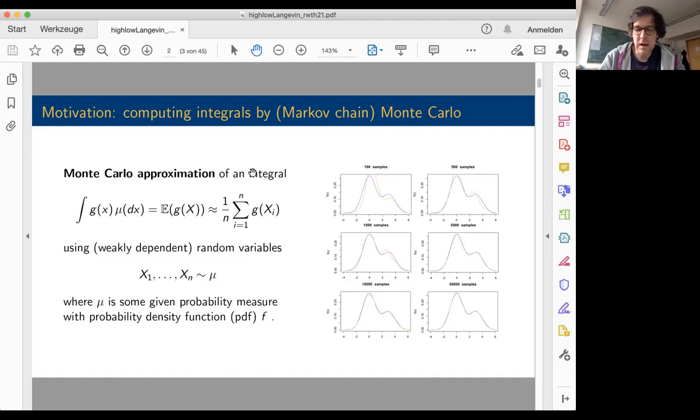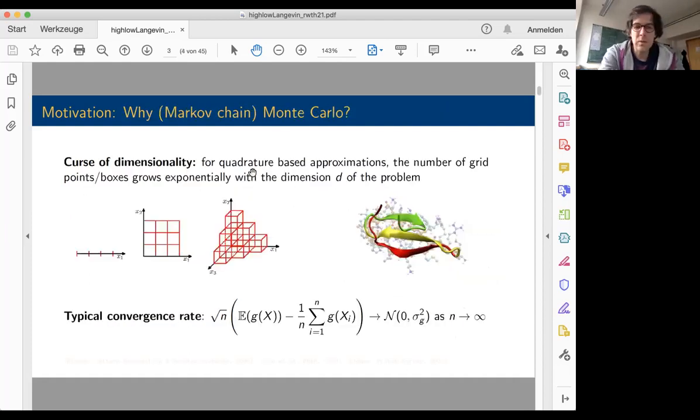problem for complicated distributions? Well, the answer is you do Monte Carlo because you can beat the curse of dimensionality. If you think of approximating your integral by a quadrature method, you can do this in dimension 1 using a grid. You can do it in dimension 2 using a 2-dimensional grid. You can even do it in dimension 3, but you see that the number of grid points you have to use in order to get a reasonable approximation of your integral grows exponentially with the dimension of the problem. And if you think of problems like in Monte Carlo, where you compute expectations or integrals over thousands of degrees of freedom, then doing any quadrature-based approximation is not an option.